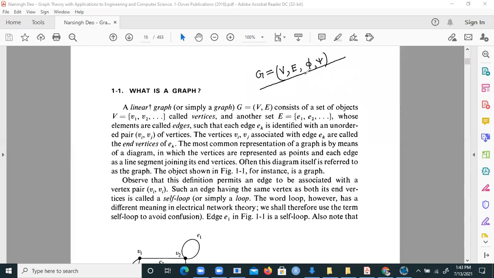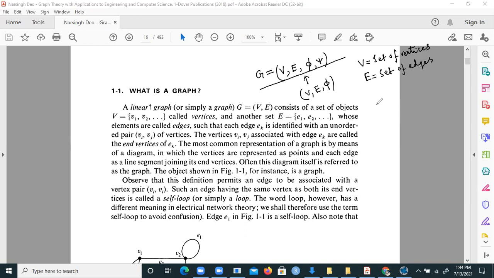Let me tell you the meanings of all these things, and especially of phi and psi. In some books you can also get the expression as V, E and only phi. In some books it is a triplet, in other books it is written as a quadruplet, and here it is written as a pair. So they have emphasized only the vertex set and the edge set. V is the set of vertices present in the graph, and E is the set of edges.